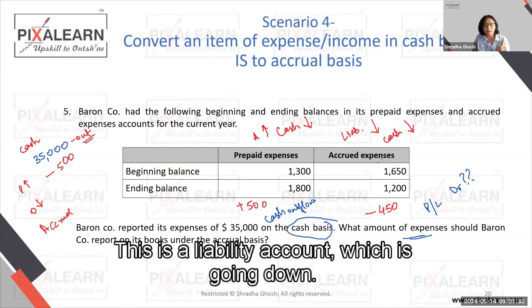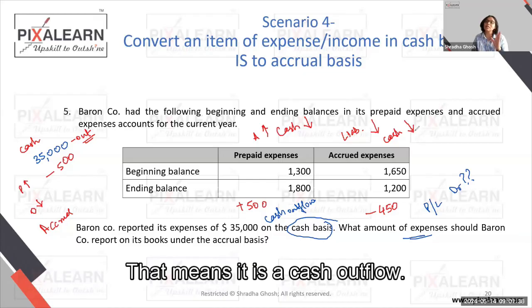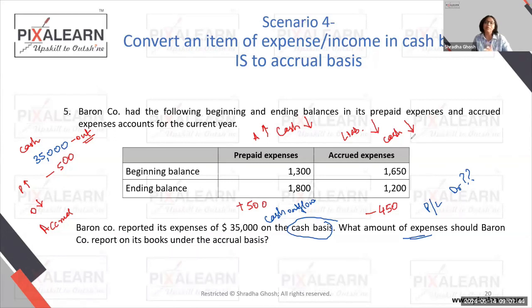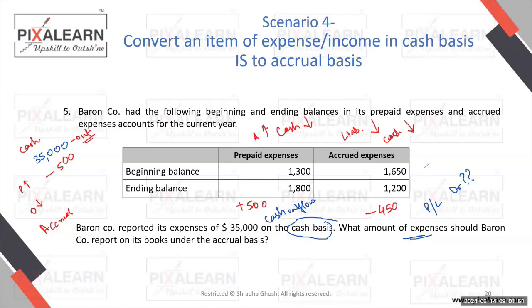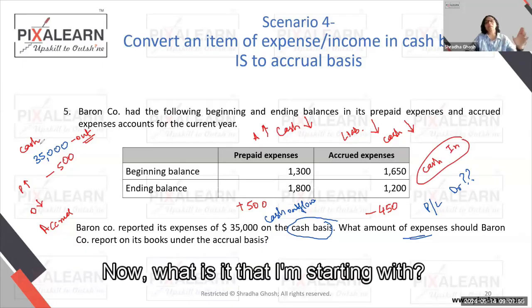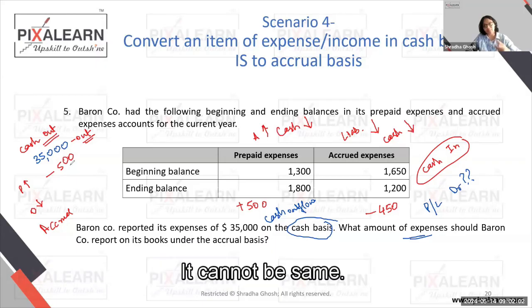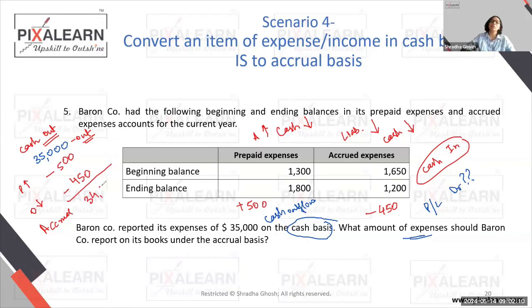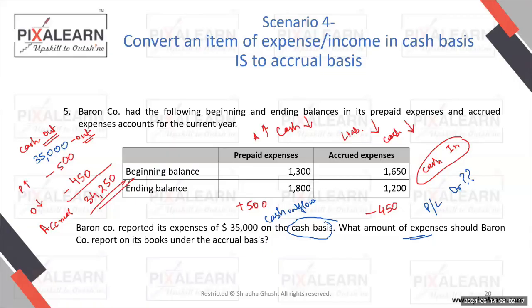This is a liability account which is going down. That means general case cash could have come down. That means it is a cash outflow. Had it been accrual to cash, I would have made it an outflow. But this is cash to accrual. So I will have to treat it like an inflow. Is this clear? That means this is a cash in. Now what is it that I'm starting with? I'm starting with a cash out. So out and in have to be reversed. It cannot be same. So this is 450. Is this clear? So this is 34,250. That is the answer. Have you understood this or not? Is the thought process clear?